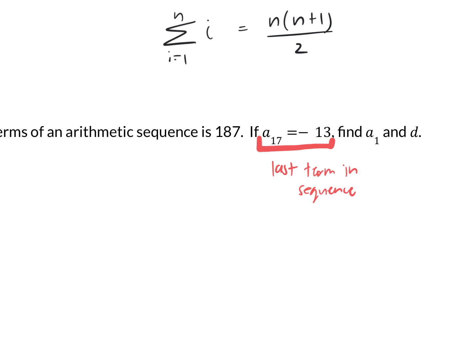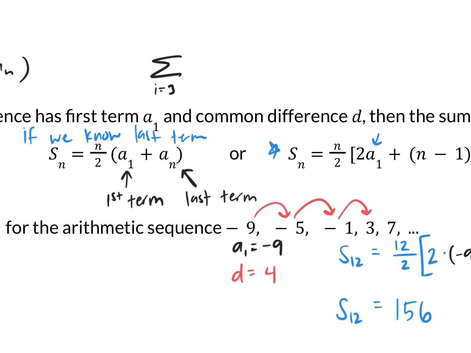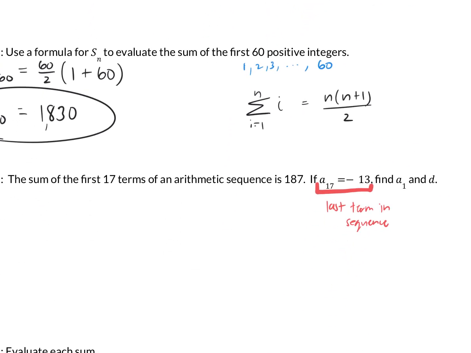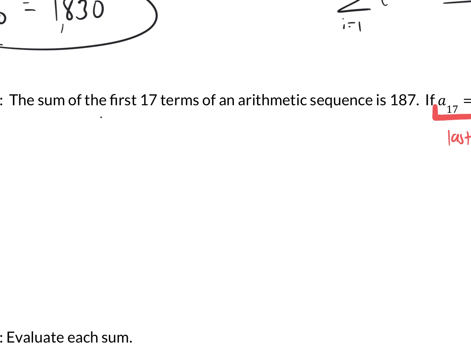So if I'm looking back up here at my formulas, which one do you think you're going to use? If I use the second one, I don't know a sub 1 and I don't know d. So I can't do the second one. I'm going to have to use the first one, okay? Because I know what the sum is, right? So our formula is s sub n is equal to n divided by 2 times a sub 1 plus a sub n. It says the sum of the first 17 terms, so n is going to be 17, but that sum is going to be 187. So s sub n is 187. So I can replace that.